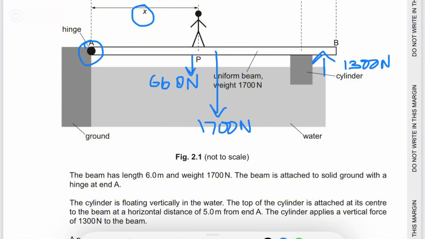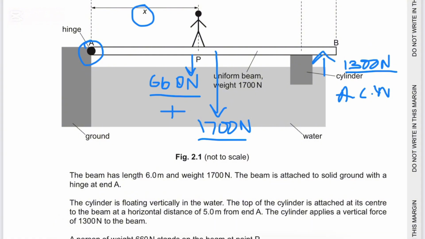Let's divide these forces into those that cause clockwise moments and anti-clockwise moments. The weight of the person and the weight of the beam both act downwards. That means both of them will result in clockwise moments, and since the force from the cylinder on the beam acts upwards, it would cause anti-clockwise moments. Now we don't have any other forces acting on this system. That means the clockwise moment due to these two forces must be equal to the anti-clockwise moment due to force from the cylinder on the beam.